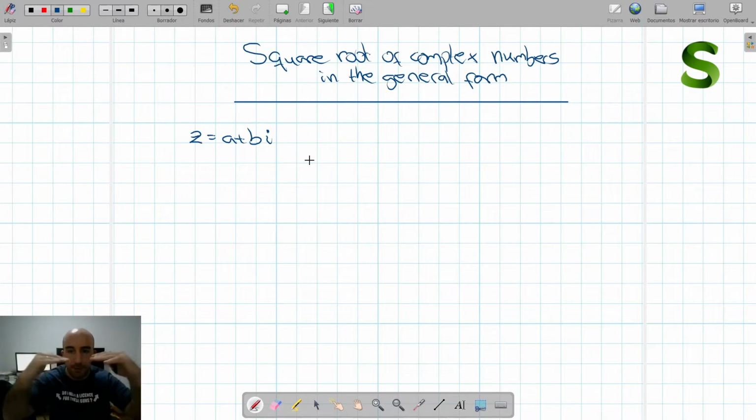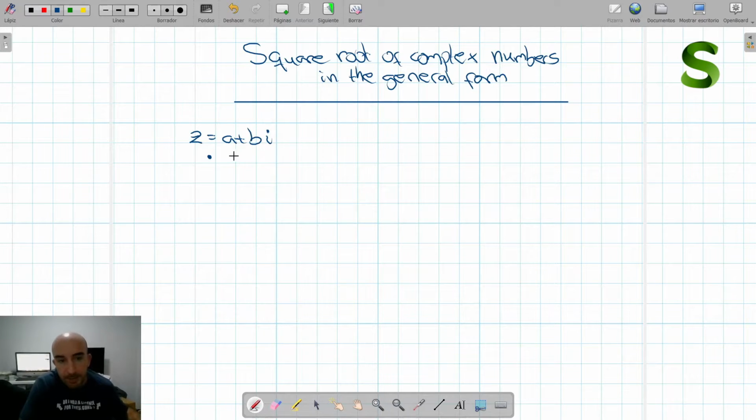Remember that above the real numbers, we've got the complex numbers, so complex numbers encompass more than the real numbers. So we have to suppose that the square root of a complex number is a complex number. So if we want to find the square root of a complex number in the general form, what do we do? So we're going to look at an example. Imagine that we've got z equals 3 plus 4i, and we want to find the square root of this number.